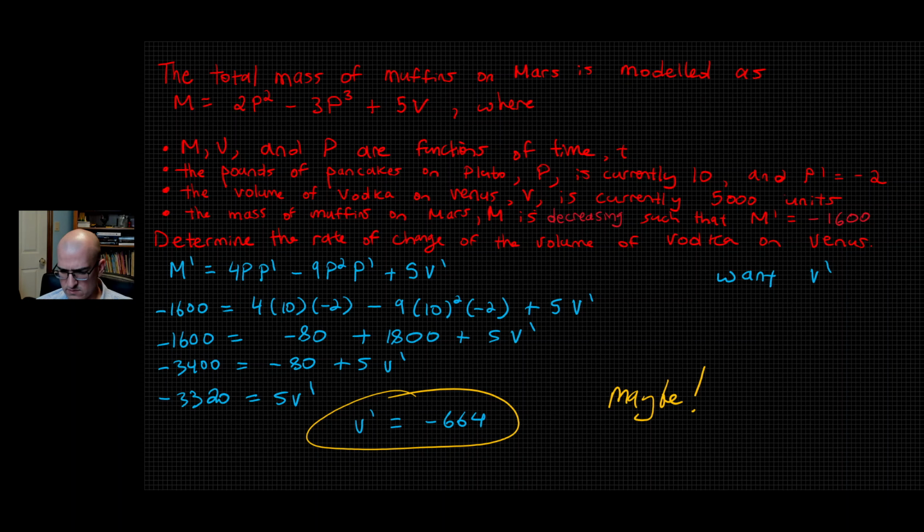And then muffins on Mars. This is not very nice numbers, but hopefully this is right. There could be an error in there. I'm not too confident on that, all that adding and multiplying, but that's the process. Take the derivatives implicitly, plug the numbers in, and simplify the best that you can.